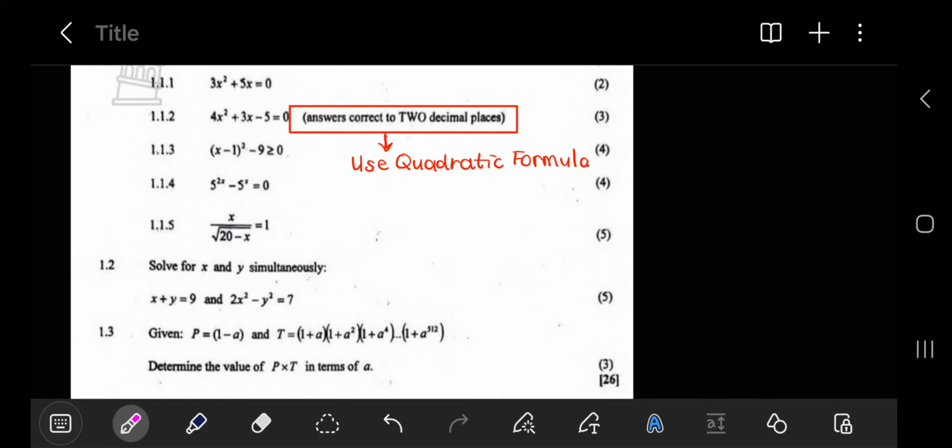1.1.5, we've got x over the square root of 20 minus x is equal to 1. Now you guys, this comes from grade 11. Remember the question where you had a surd and you needed to isolate the surd? So that is that type of question here.